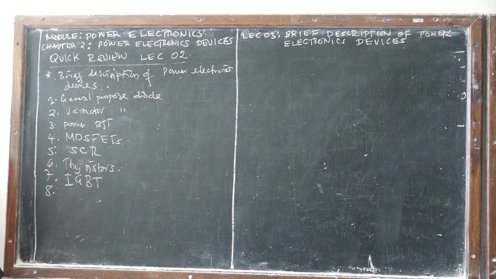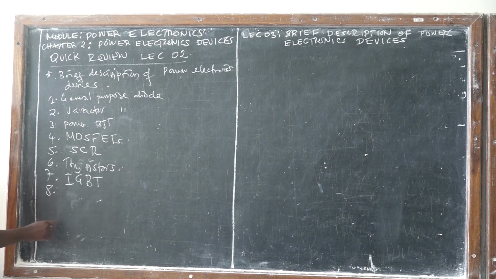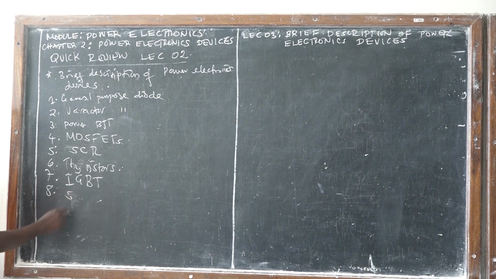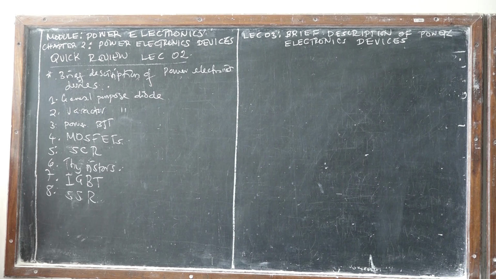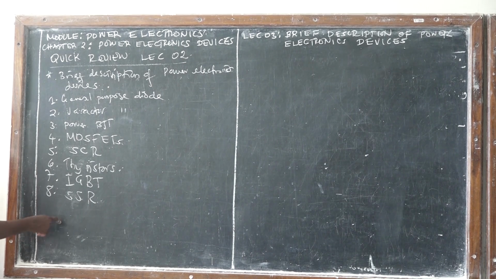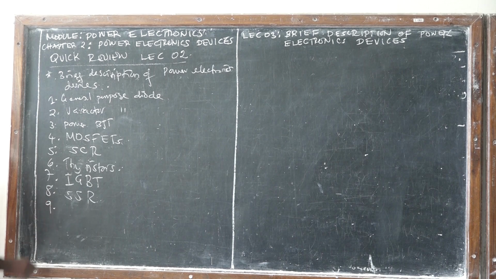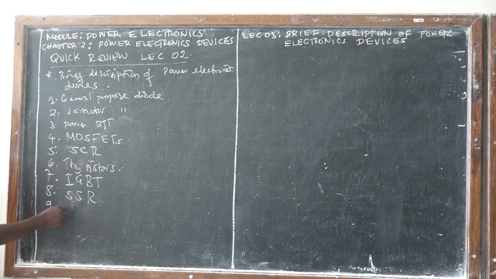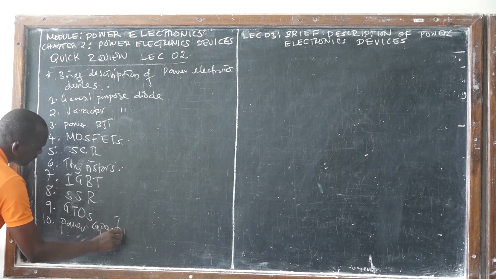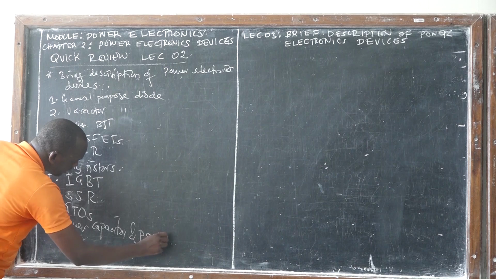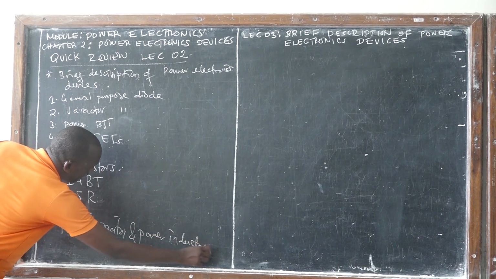Then number 8, we have also SSR, solid state relay. Then number 9, GTO, gate turn off thyristor. So you have GTOs. Number 10 is power capacitors and power inductors.